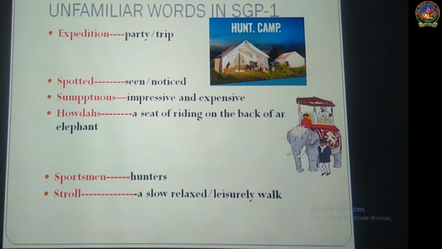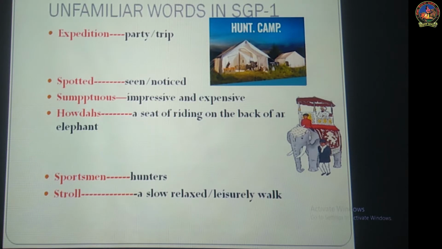There is another word, that is sumptuous. Sumptuous means impressive and expensive, very lavish. The camp was very sumptuous. It means the camp was very impressive and expensive. Then there is another word, that is howdahs. Howdahs means a seat for riding on the back of an elephant.